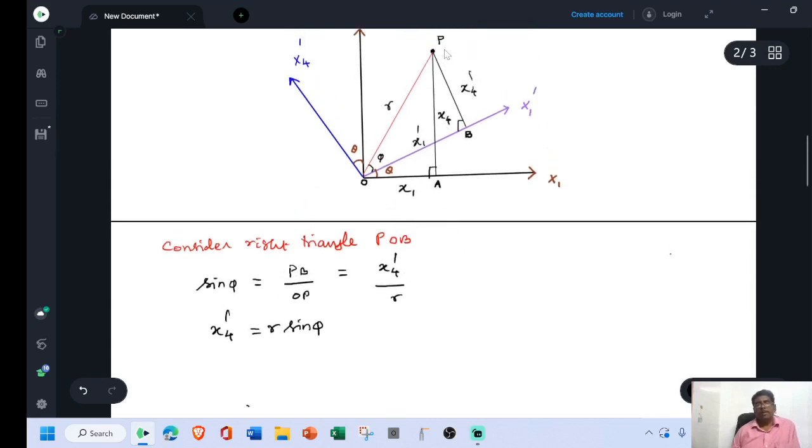In the same triangle POB, cos phi equals adjacent side, that is OB, divided by hypotenuse OP. This OB is our x1 dash. If you subject x1 to theta degree rotation, we get this OB, x1 dash. X1 dash divided by R. Now x1 dash equal to R cos phi.